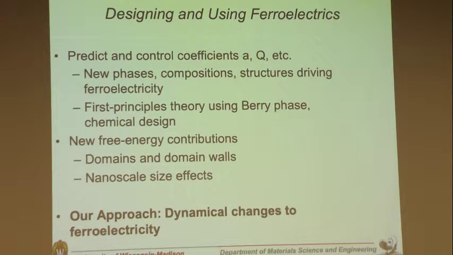So if you wanted to design and use these materials, this is the last of the general background slides, you can have a set of strategies. Remember that we had this idea that there's a free energy, which we called G, and there were coefficients, there was A, there was Q, and so on. You could decide on having new phases by trying to predict the values of A and search around, or values of Q and so on. You can predict those new phases, you can change the composition, you can try to design structures that drive ferroelectricity, and there's been a huge set of advances in first principles theory using what's called the Berry phase to drive chemical design in these systems.